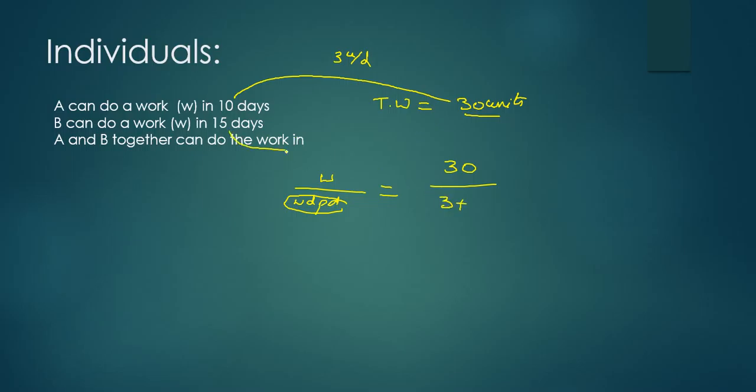Similarly, B takes 15 days to complete 30 units. So, per day, B will do how many units? 2 units per day. Is it clear? So, A is doing 3 units and B is doing 2 units. Together, they do how many units? 5 units. Simply 30 by 5, which equals 6 days. That's all. This is the answer.